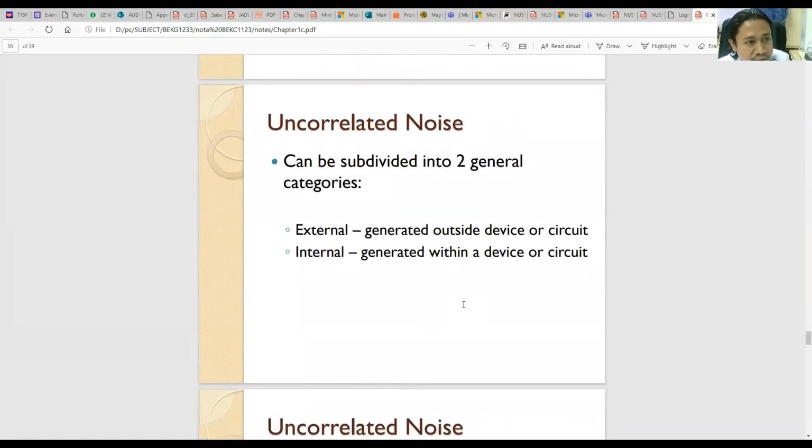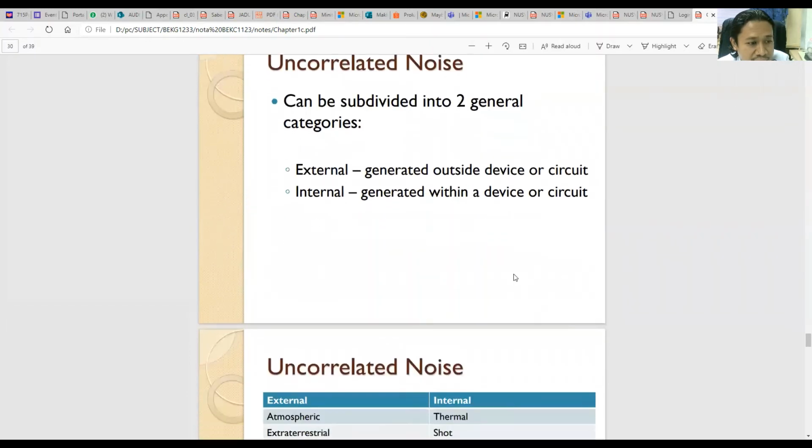Alright, so uncorrelated noise can be subdivided into two general categories: first, external, and second, internal. External noise is generated outside the device or circuit, that means outside from the circuit or instrument, and internal noise is generated within the device or circuit. So internal means from the internal circuit or device, and external means from outside the device or circuit.